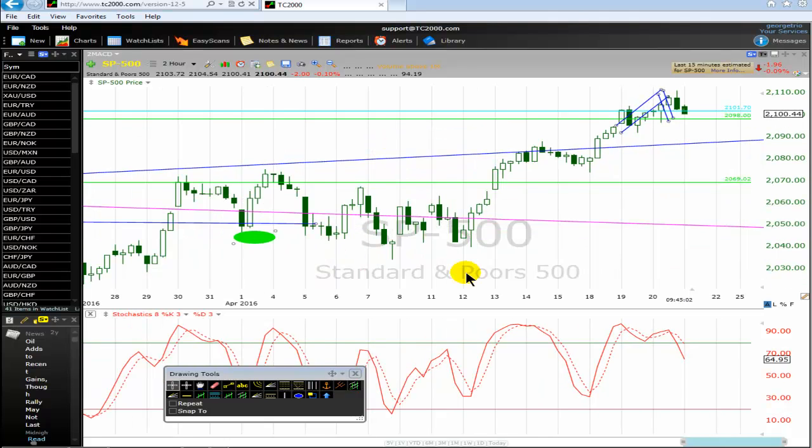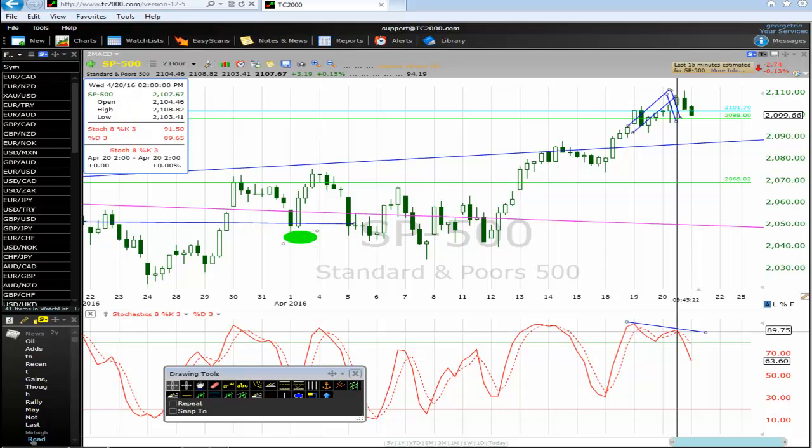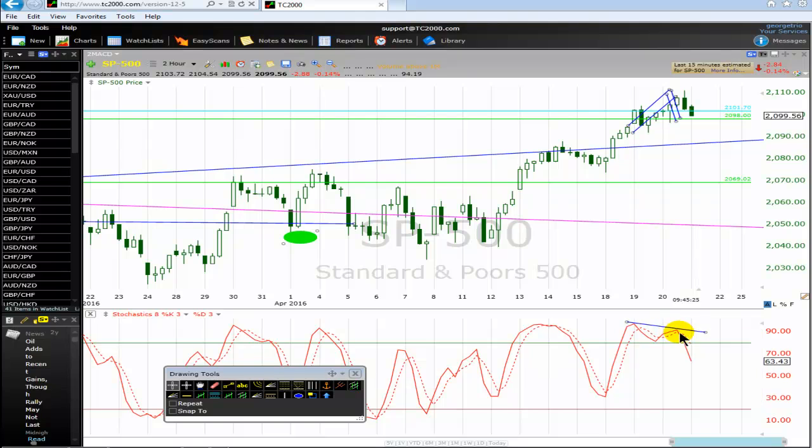So, what is my trading setup? On a 2 hours time frame for the S&P 500, I have noticed that my favorite stochastic, the 833, has displayed a bearish divergence. So the stochastic is forming, pay attention to the vertical line, a lower high at a time when the price is forming a higher low. This is a bearish divergence.